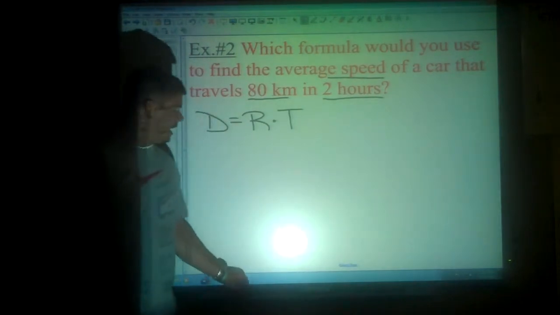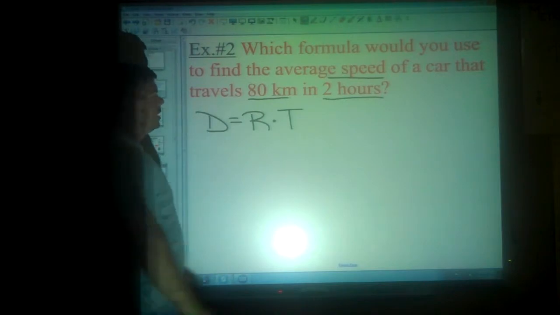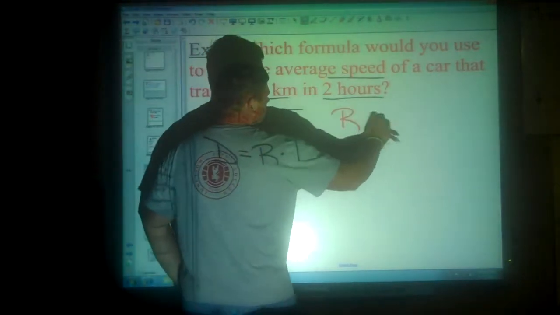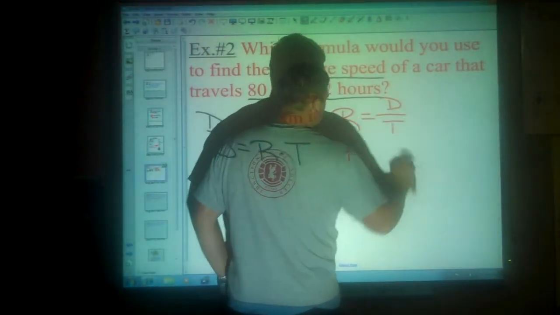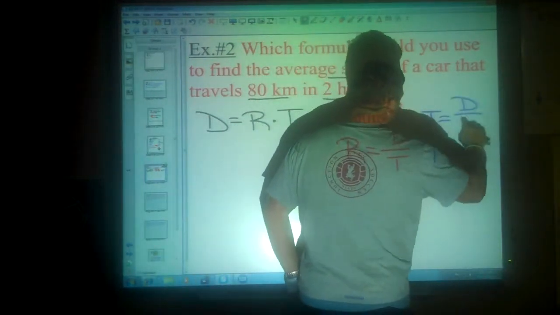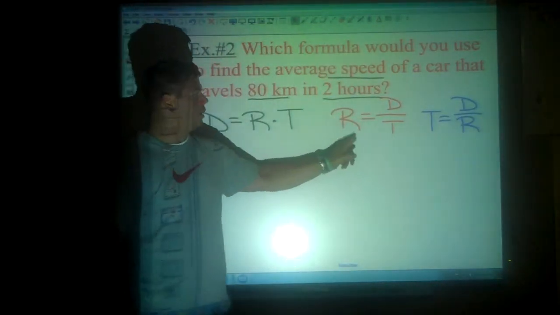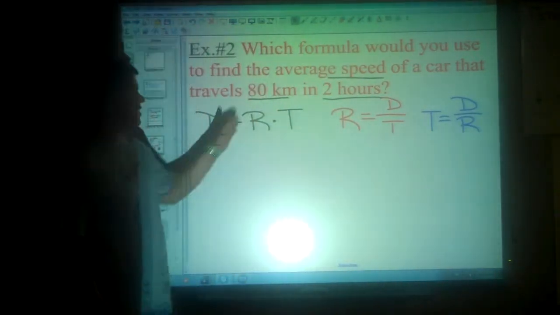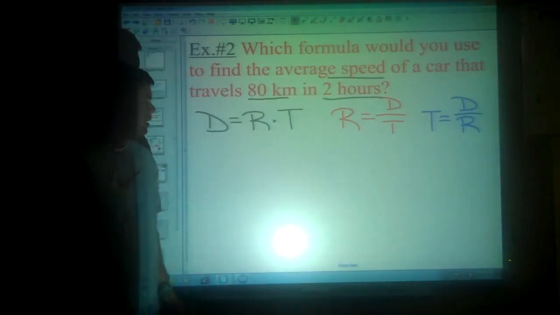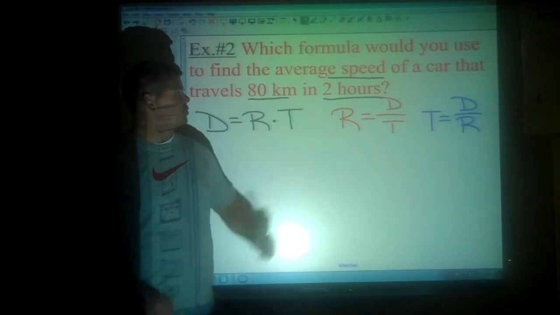Now there's actually 3 variations of this exact same formula. In this case the formula has D alone, but it is possible to say R is equal to distance over time, or you could say time is equal to distance divided by rate. Notice this one has D alone, this one has R alone, this one has time alone. But they're the same relationship. Out of these 3, I think we're looking for the speed, so this would be the best one to use.